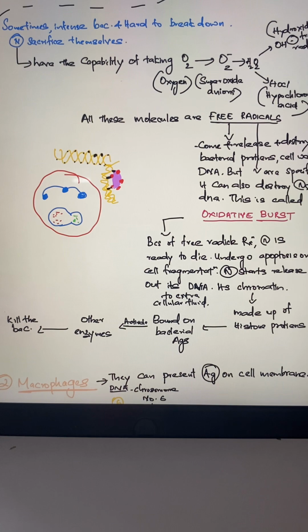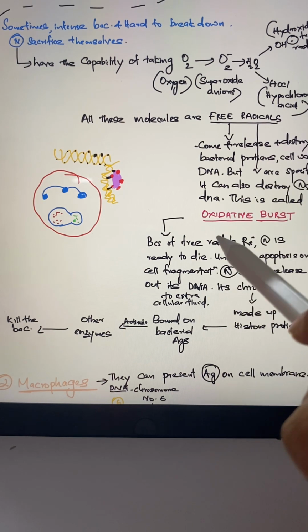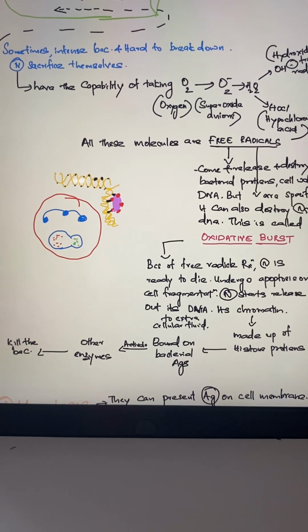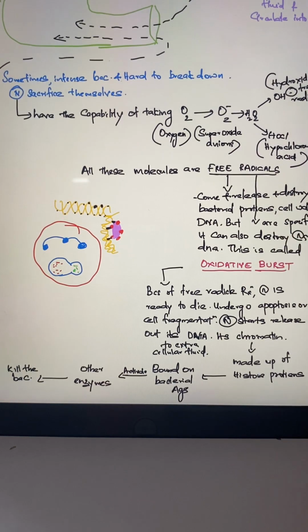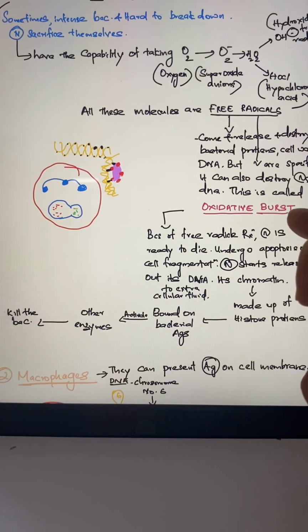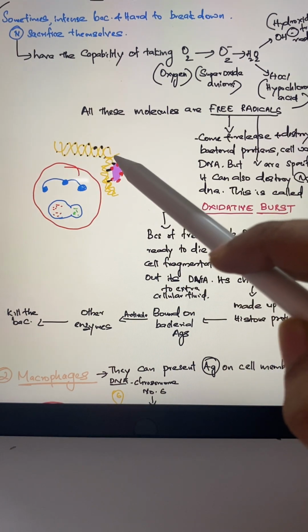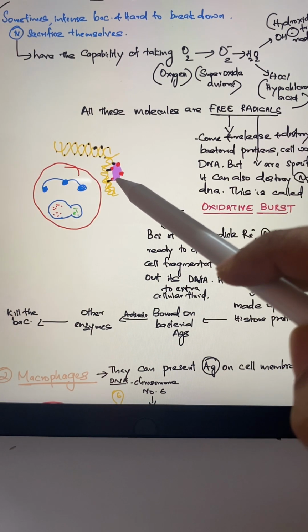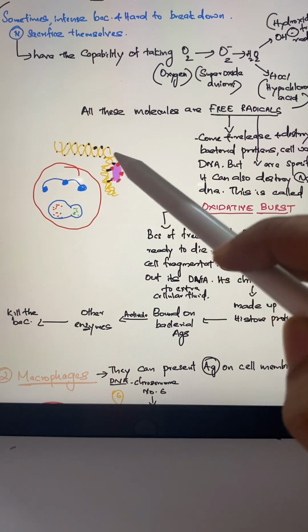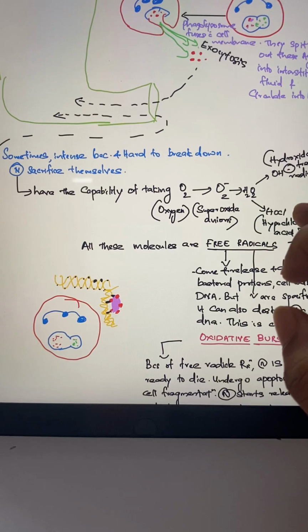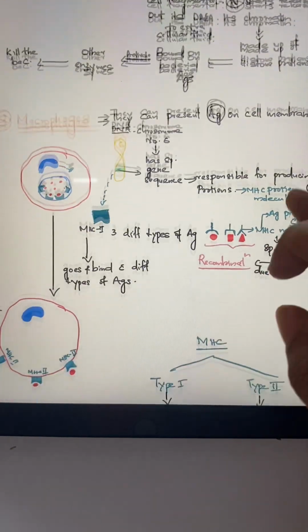So because of the free radical reaction, the neutrophil is ready to die. They undergo apoptosis or cell fragmentation, and this neutrophil starts to release its DNA, its chromatin, that is made up of histone proteins, and they bind on the bacterial antigens and activate other enzymes and kill the bacteria. And this is the activity of neutrophils. And what is the activity of macrophage?